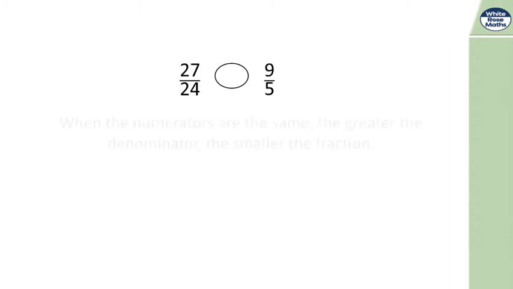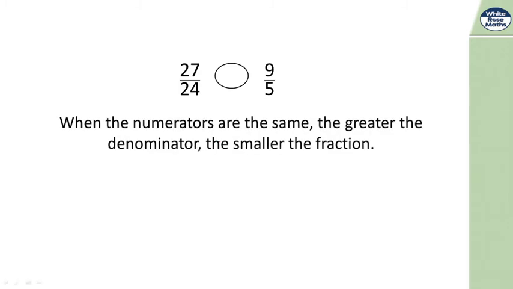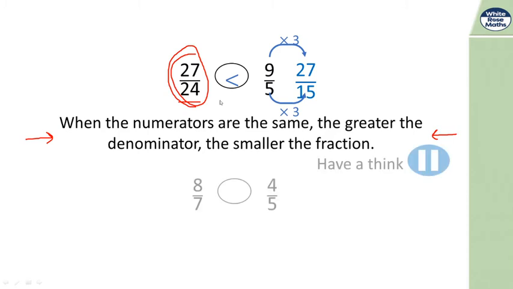Right, now we have 27/24 compared to 9/5. So you need to convert the 9/5, so the numerators are the same. So times the top and the bottom by 3, because 9 times 3 is 27. You get 27/15. So 27/15 is bigger than 27/24, because remember, we look at this rule. When the numerators are the same, which they are, the greater the denominator, this one's greater, the smaller the fraction. So we know this is going to be the smallest fraction.